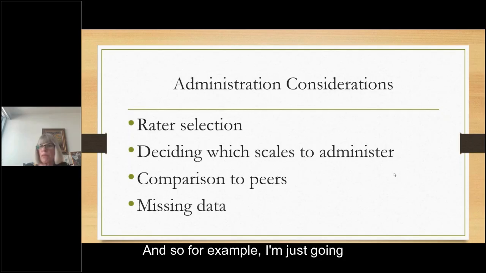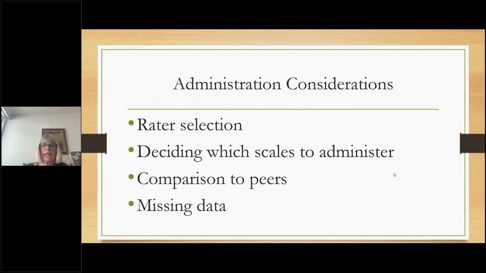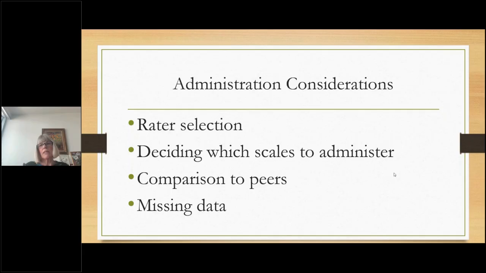And so, for example, you might have a program that serves students in language arts. So you might say, okay, I'm going to give them the language arts, I'm going to do creativity, because maybe you have a creative writing component to the language arts, and I'm going to do general intellectual ability. You'd probably have the language arts teacher rate all of those scales, especially if it has a component of creative writing in it.